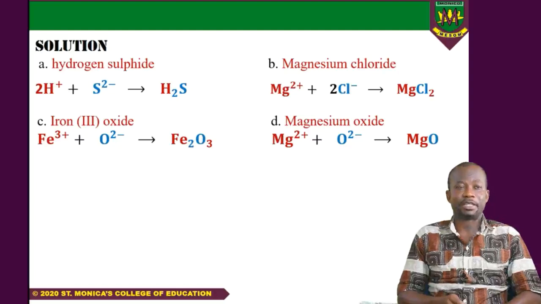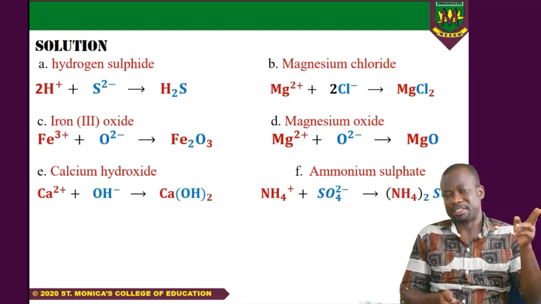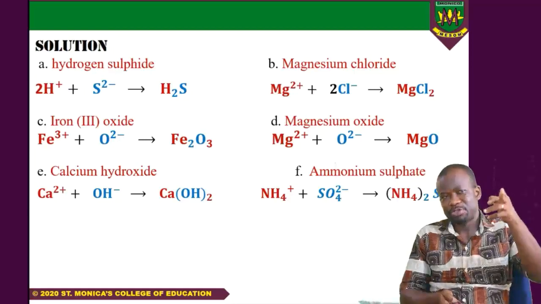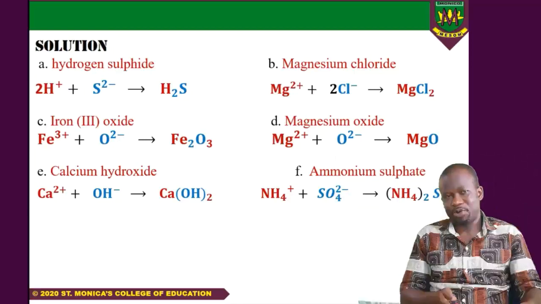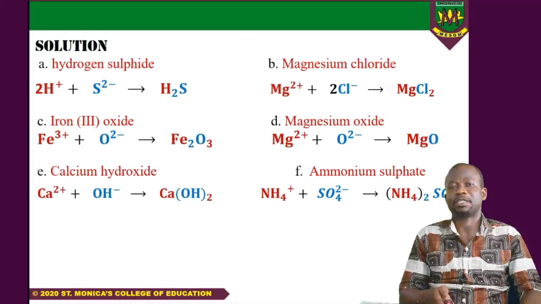Then calcium hydroxide: calcium 2+ and hydroxyl negative, together forming calcium hydroxide, meaning that there are 2 hydroxyl groups combining with calcium. You know, calcium atomic number 20, the configuration is 2,8,8,2, so that 2 will have to be given out. But OH is minus, in fact it's a radical, and so it can only take 1 electron. So we need 2 sets of the OH in the formation of this calcium hydroxide, and that is why you see the 2 here combining with the calcium to give us calcium hydroxide.